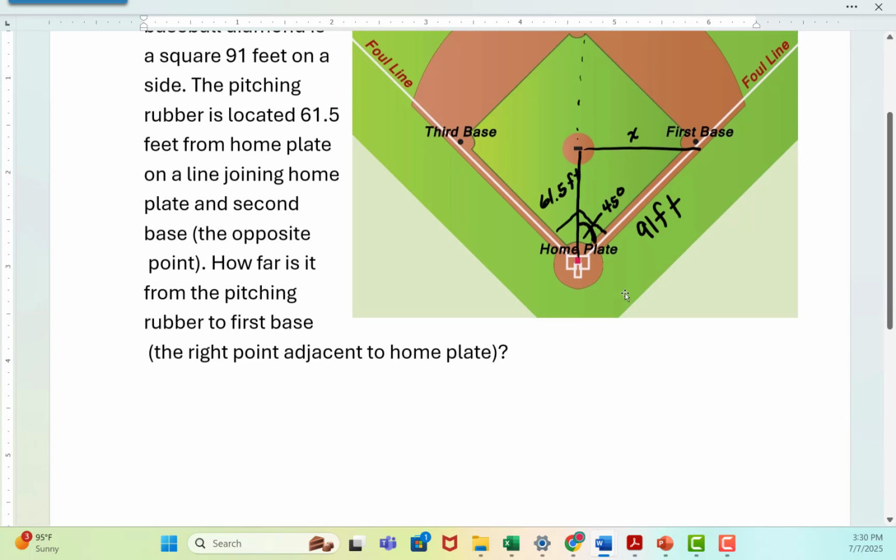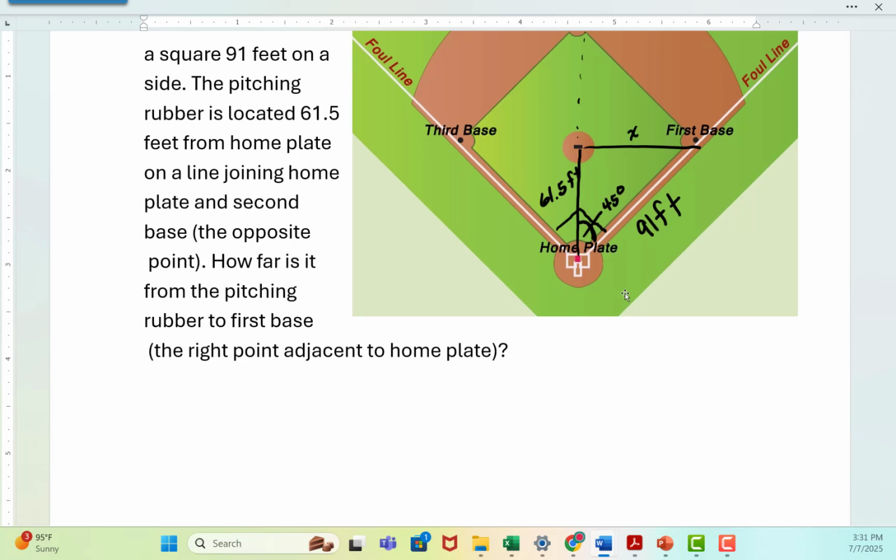So we get, if I'm trying to solve for this side, I can say that x squared is equal to 61.5 squared plus 91 squared minus 2 times 61.5 times 91 times cosine of 45 degrees. And you can continue to solve actually for x, but that should lead you to the length or the distance from the pitching mound to first base.